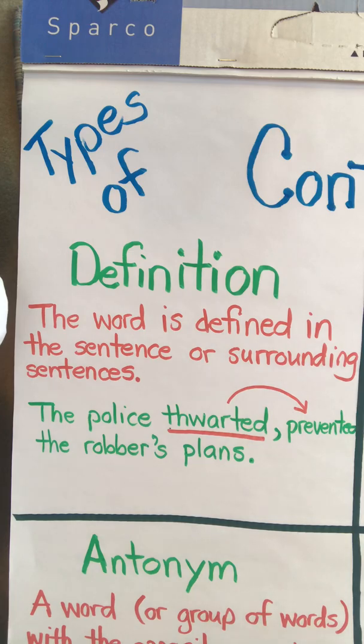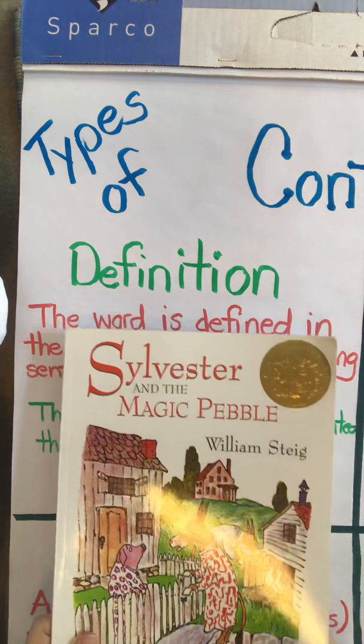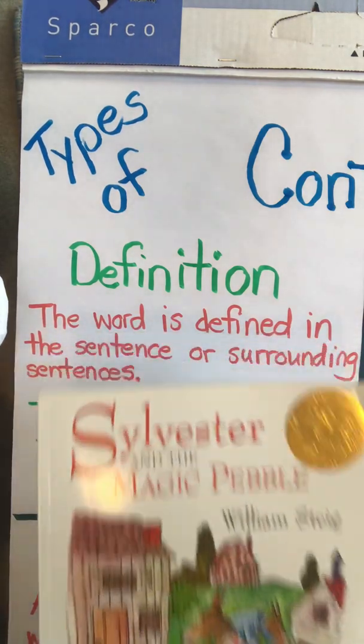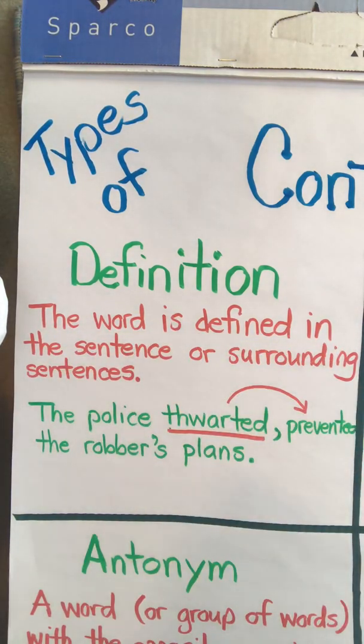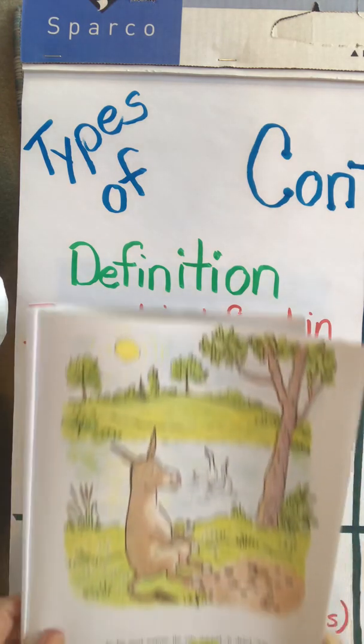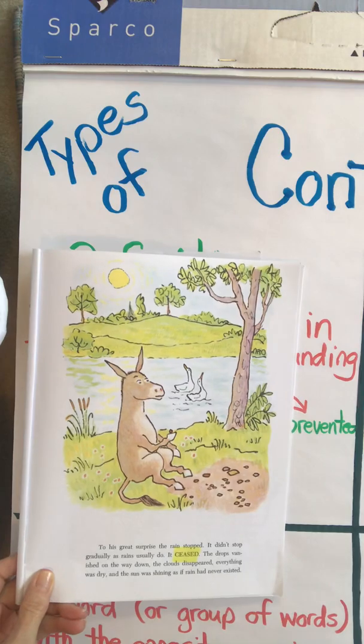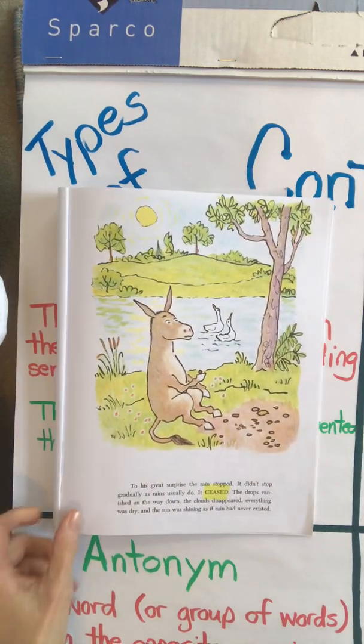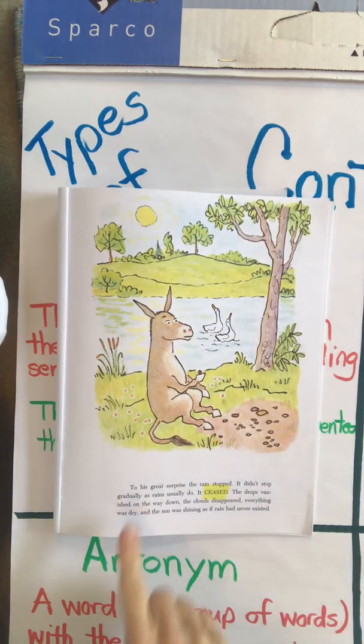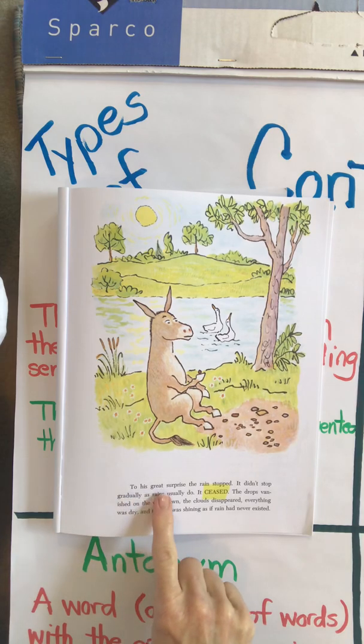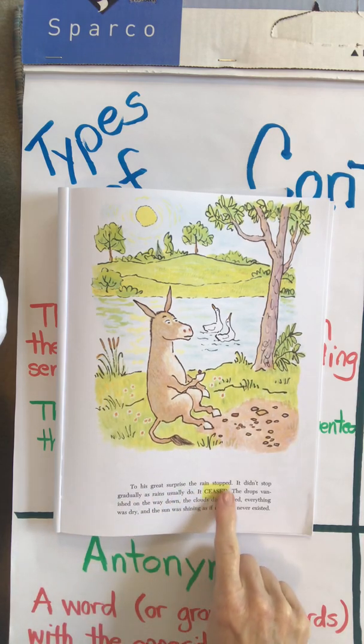Now, I want to show you, this is a book called Sylvester and the Magic Pebble, and I know that many of you have already read that. I just want to show us one more example of how the author uses definition to tell us what a word means. So let's look at this page in the story. And look at the words. It says, to his great surprise, the rain stopped.